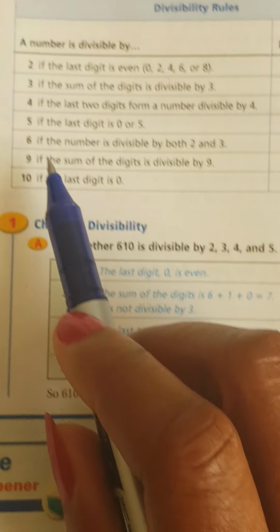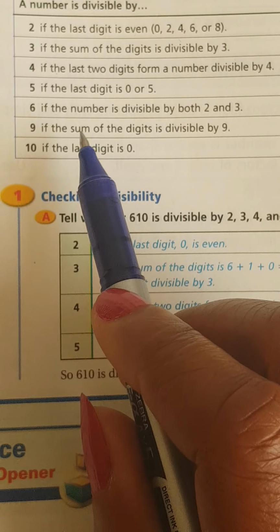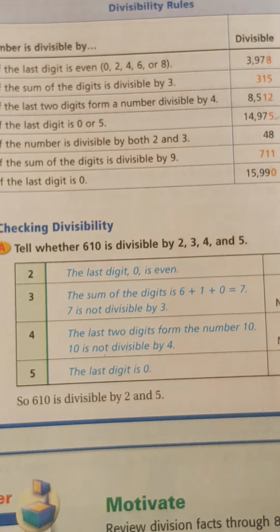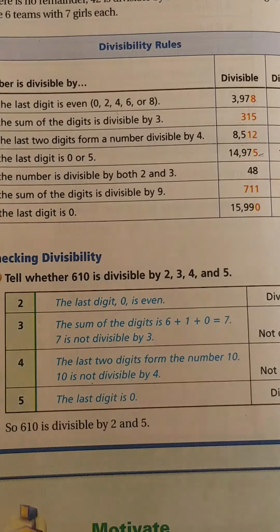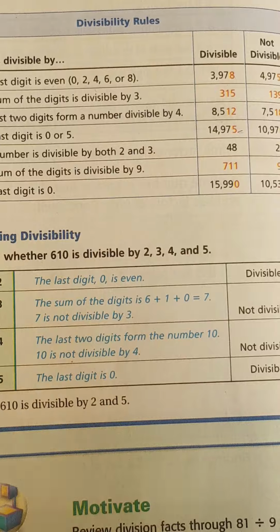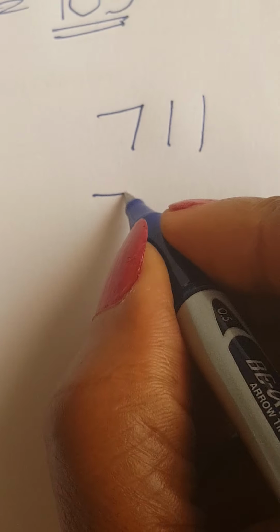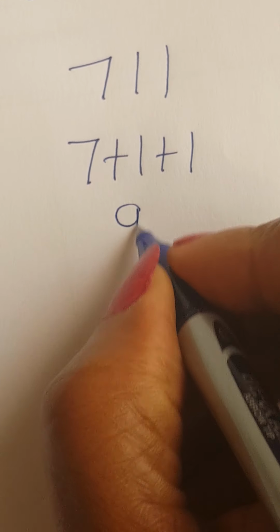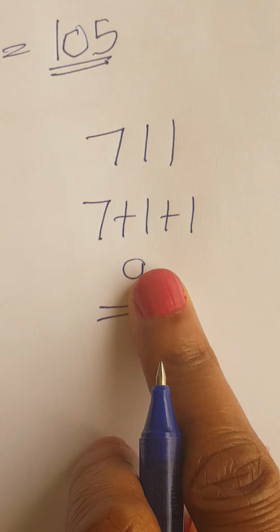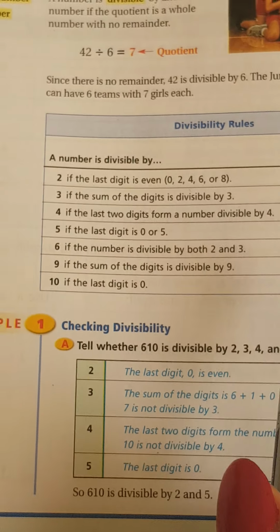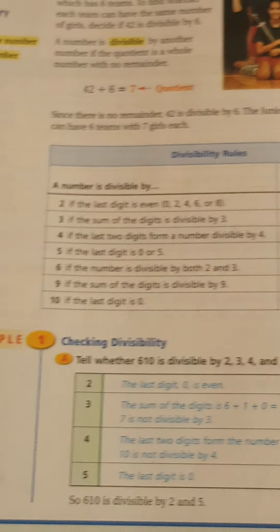How can you tell a number is divisible by 9? If the sum of the digits is divisible by 9, which is almost the same thing as 3. So you add 711. We're going to add it. 7 plus 1 plus 1 gives us 9. Is 9 divisible by 9? Yes, of course. So this whole number 711 is also divisible by 9.